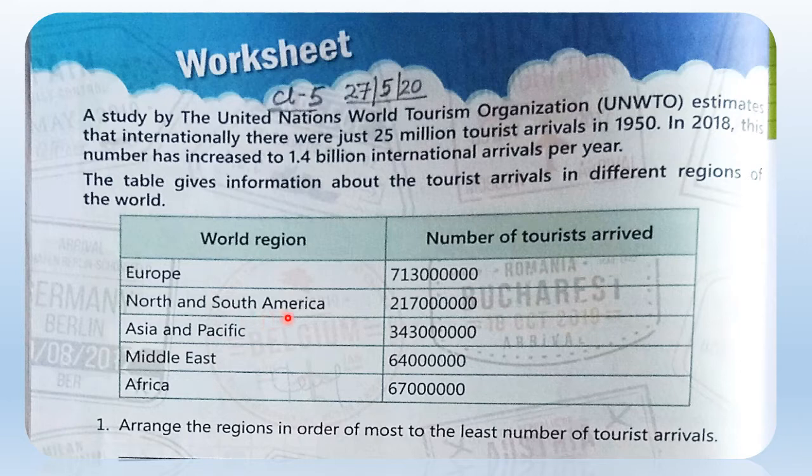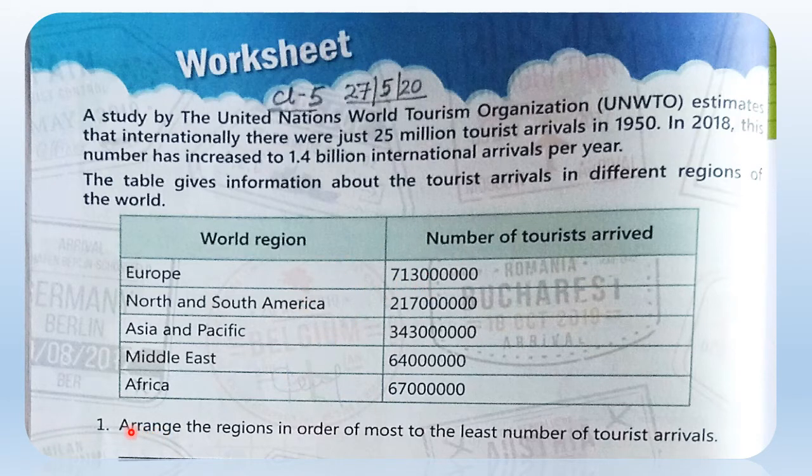Then North and South America, it's ones, tens, hundred, thousand, 10,000, 100,000, million, 10 million, 100 million. So 217 million. Asia Pacific, so it is 343 million. Then Middle East, it's ones, tens, hundred, thousand, 10,000, 100,000, million, 10 million, so 64 million. Then Africa has 67 million. Now, some questions follow based on this particular table.